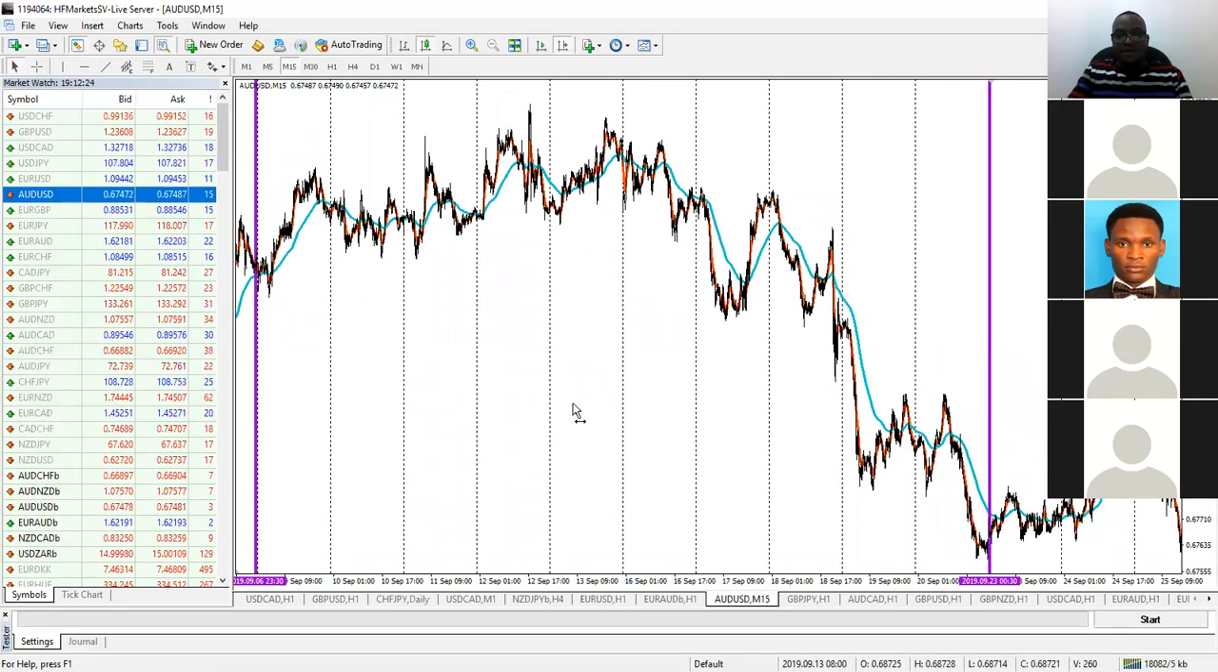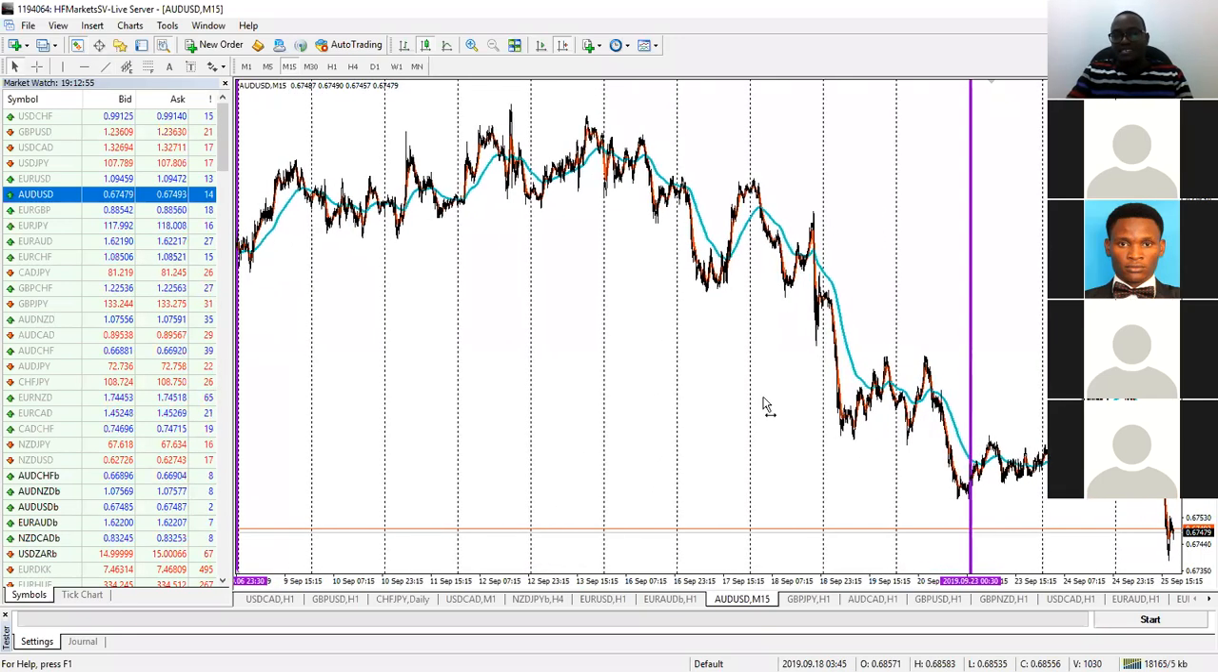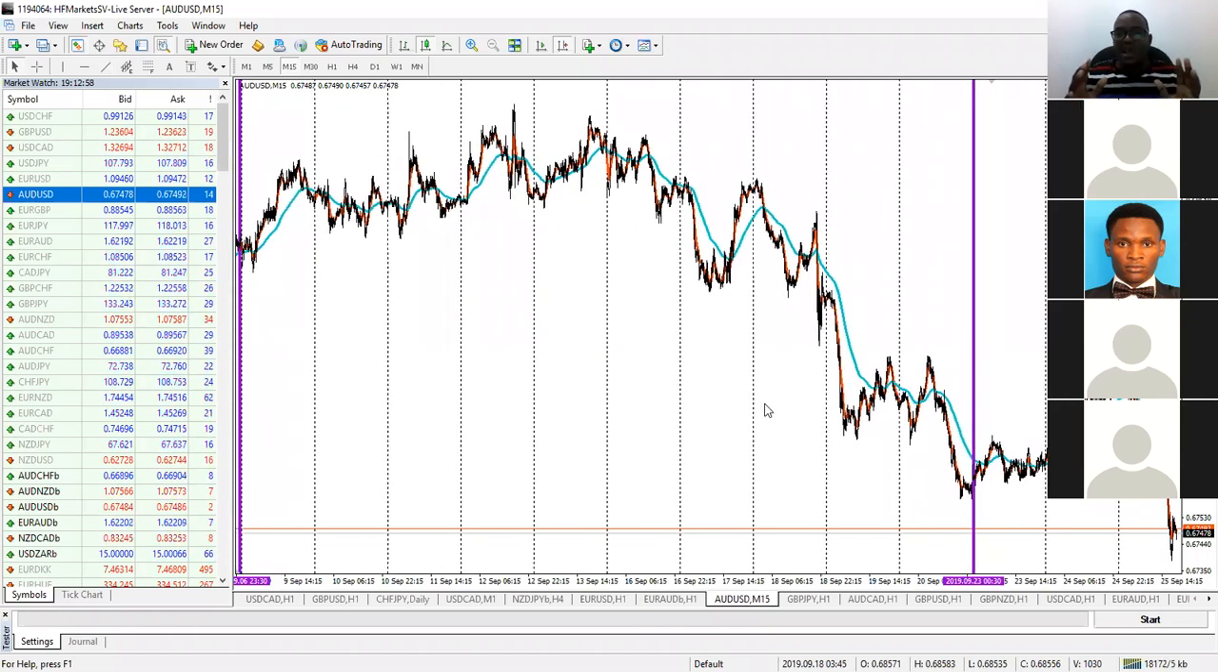So what you see is that the market was on downtrend, from this highest price within 10 days to this lowest price within 10 days. See what I mean, guys? So the market was on downtrend. That's very important for you to see. So why are we looking 10 days back? Because we want to see what the market was doing in the past 10 days.